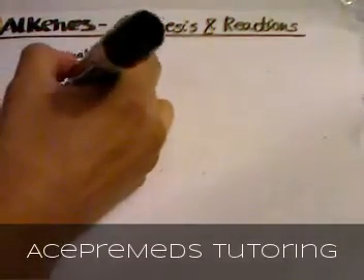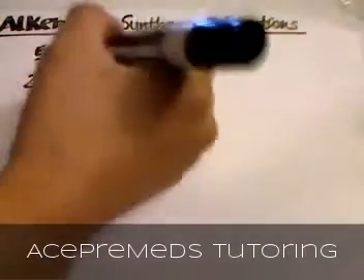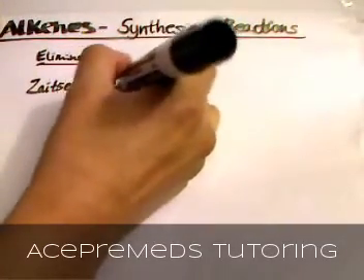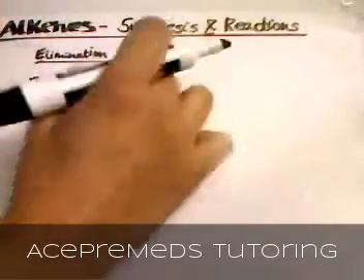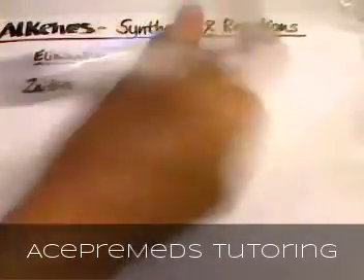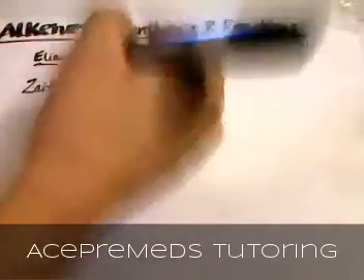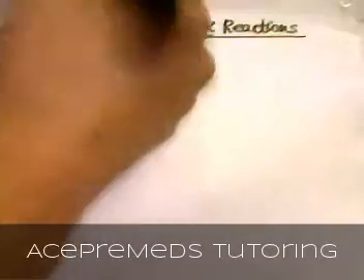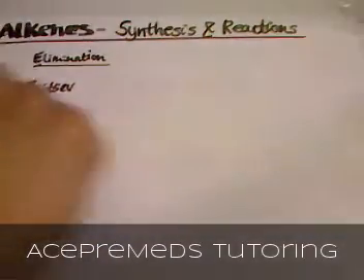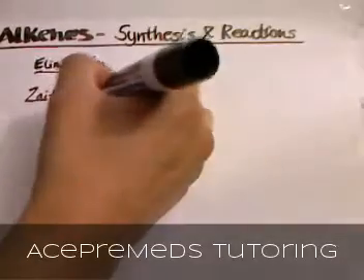If you remember, in the previous chapter we learned the Zaitsev rule, or the Zaitsev product is the more substituted product. The Zaitsev rule tells us that when an alkyl halide or any substrate can give us more than one alkene, the most substituted alkene is the dominant product. It's the major product, Zaitsev rule.